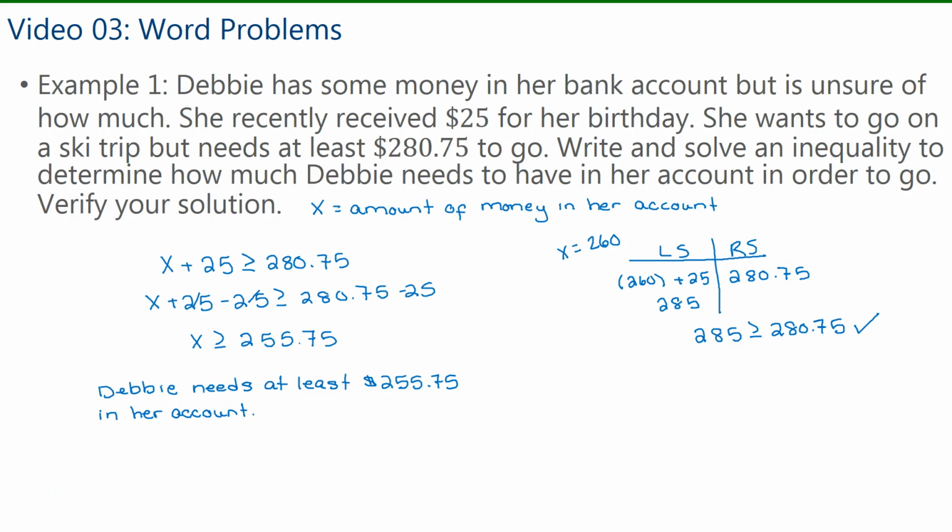Now I'm going to pick another value. This time I'm going to let X be 500. So I'll replace X with 500 on the left and get a total of 525. And again, we have 280.75 on the right. Now 525 is greater or equal to 280.75. So we just verified another solution.